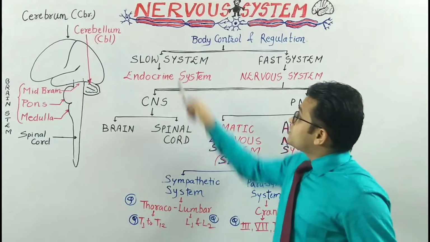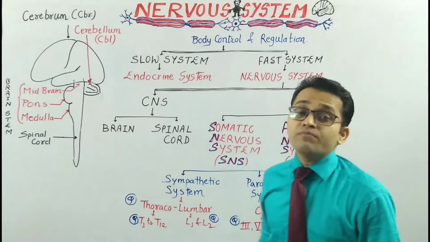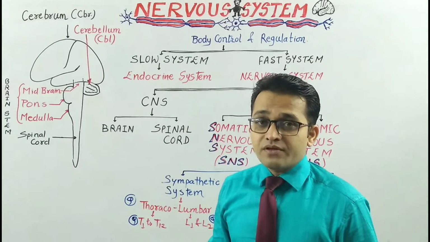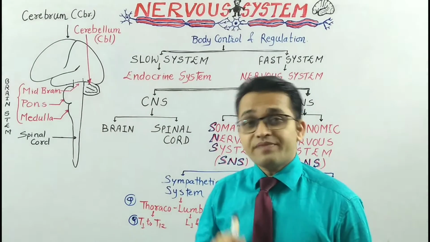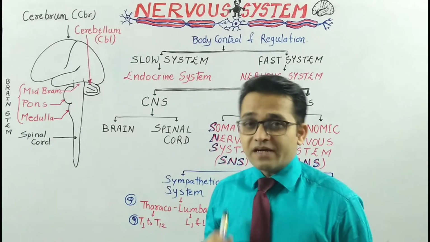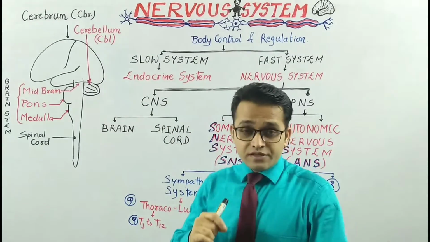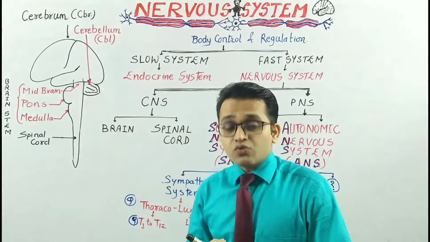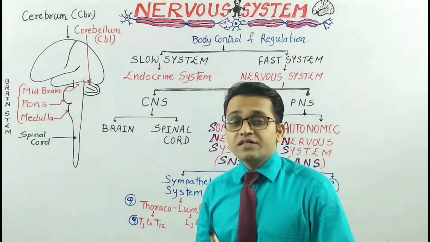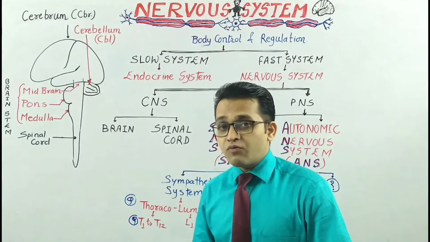Yes, the slow system is controlled by the endocrine system. We will discuss this endocrine system in our physiology part separately. It is a very slow system and it controls our body. It controls the growth of the body, and it controls various other activities of the body.